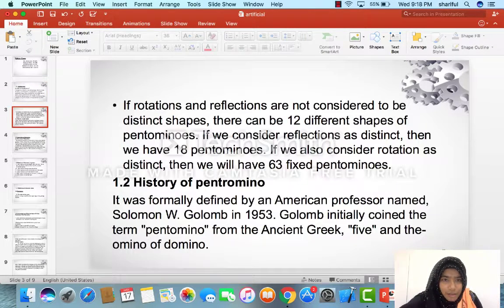If we don't consider rotations and reflections, we have 12 different shapes of pentominos. If rotations are distinct, then we have 18 pentomino shapes. If we consider reflections distinct, then we have 63 pentominos. For the history of pentomino, it was formally defined by an American professor named Solomon W. Golomb in 1953. Golomb initially coined the term pentomino from the ancient Greek word for five and the omino of domino.